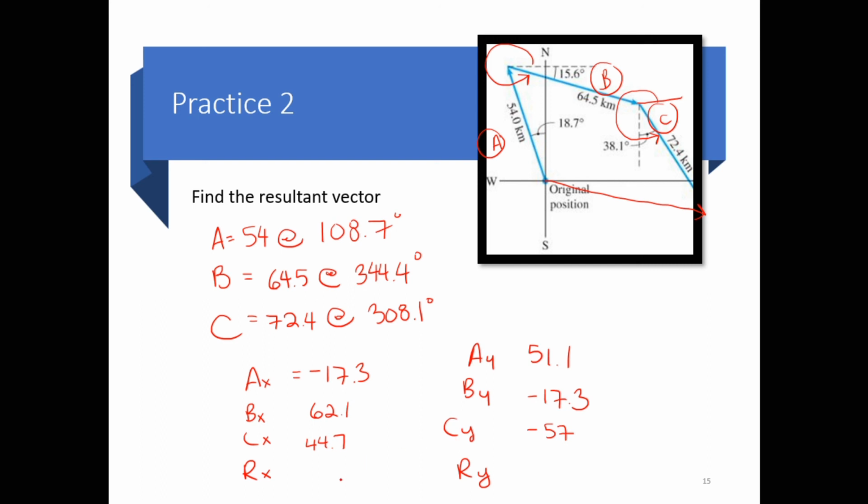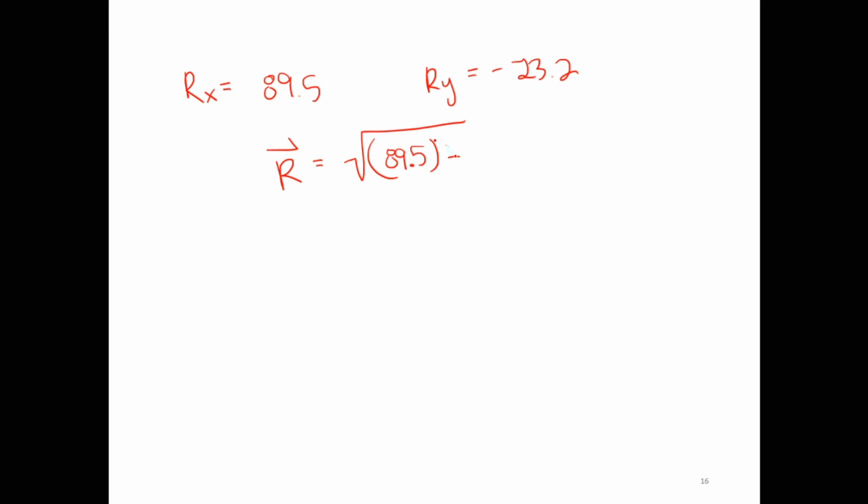Okay, we should add these together, keeping the signs, and you are going to get 89.5 for your RX. Let's circle that. And you're going to get negative 23.2 for your RY. Now I'm going to carry this over to the next slide. Writing it down again, RX is 89.5, RY is negative 23.2. Okay, resultant vector, the usual, root of 89.5 squared plus negative 23.2 squared.